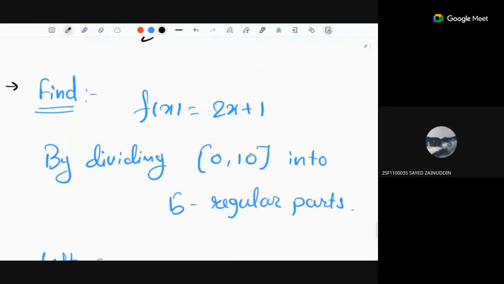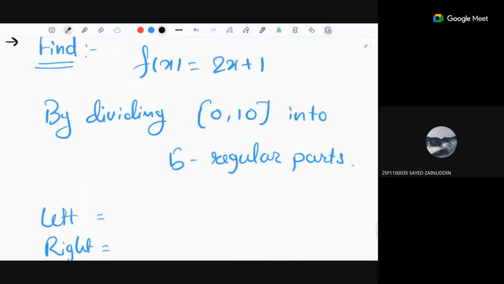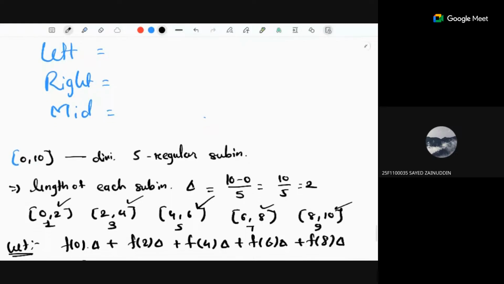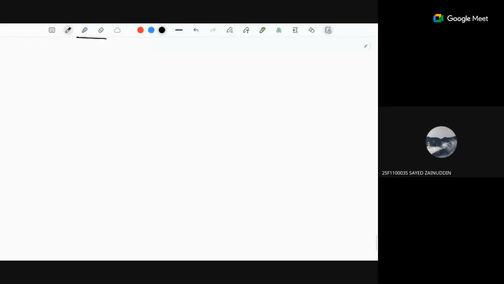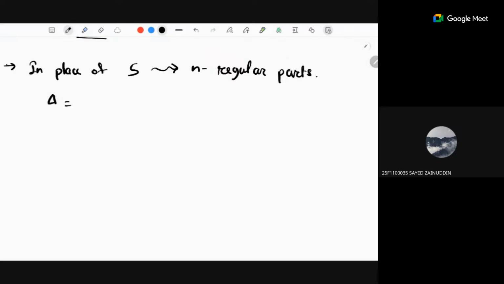Now, in place of 5 regular parts, if they ask you about n regular parts, what would be the change? Here, in place of 5, if we take n regular parts, what will be the value of delta? Delta will be b minus a by n. B is 10, so 10 minus 0 by n. That is 10 by n. So now the delta value will change to 10 by n.